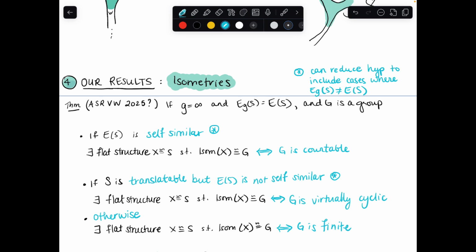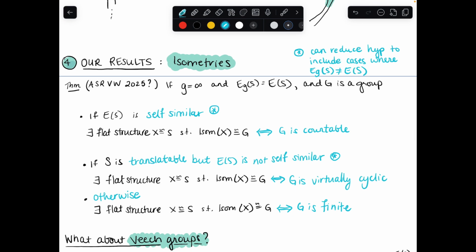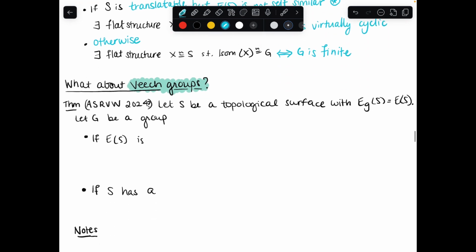Alright, so remember that there's two types of symmetries of flat surfaces. We have a theorem about isometries. What about Veitch groups? So again, this result was released in a preprint in 2024, but we hope that it gets published in 2025. Let S be a topological surface with all ends accumulated by genus.